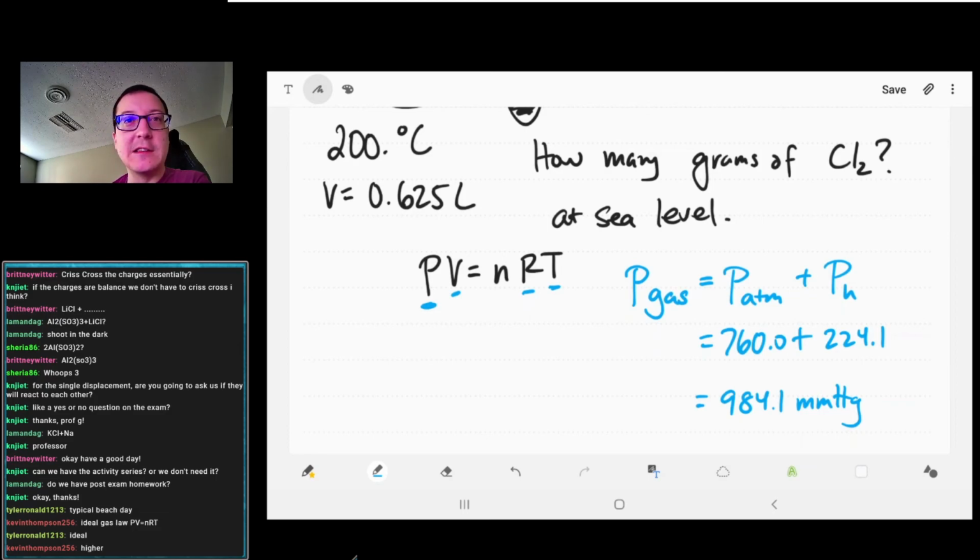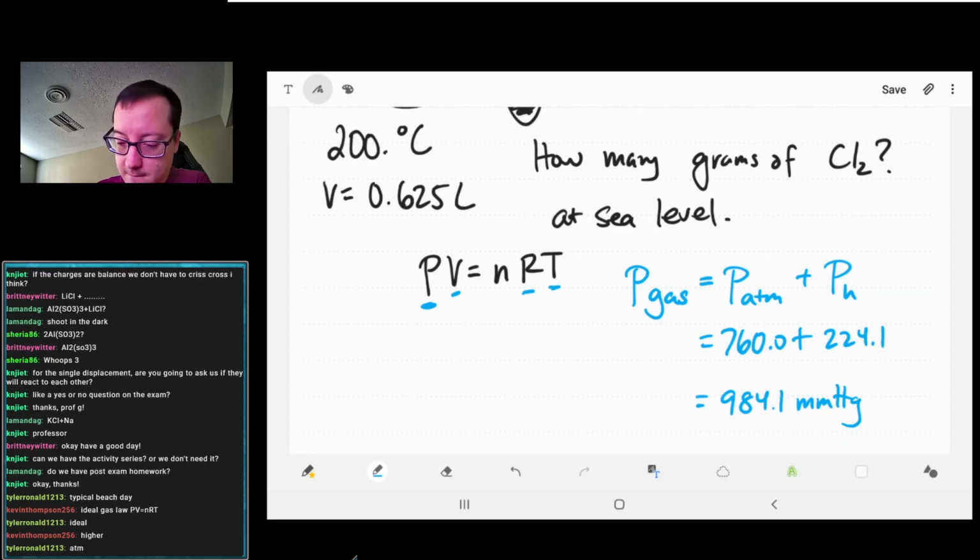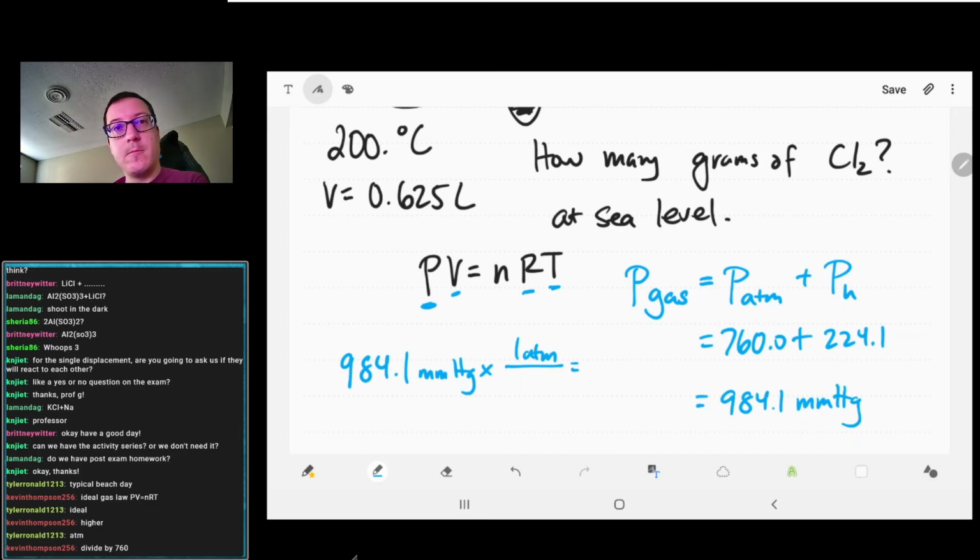However, we can't use this, right? Can we use millimeters of mercury in our ideal gas law? Nope. Combined gas law, yes, go ahead, but not in ideal. For ideal, we must use atmospheres. So how do we convert this again? What's the magic number? Yes, indeed. 760 is going to be our conversion factor. Kevin will do that for us.